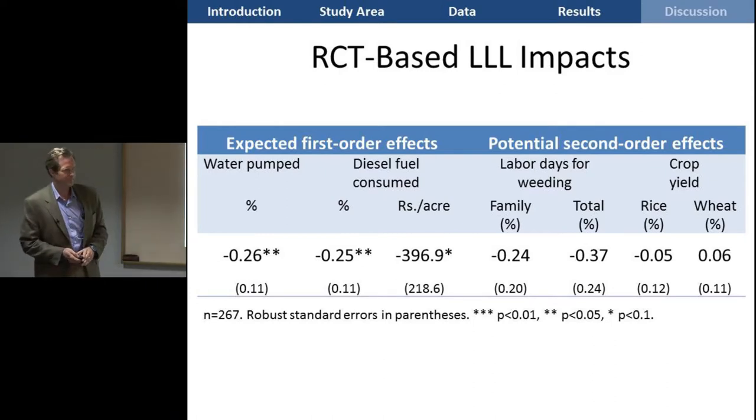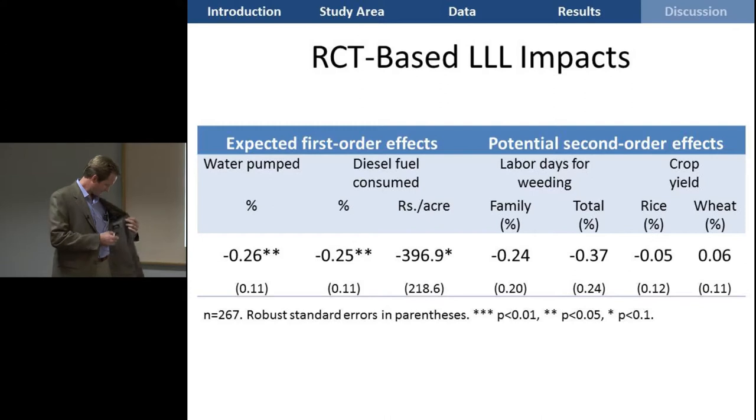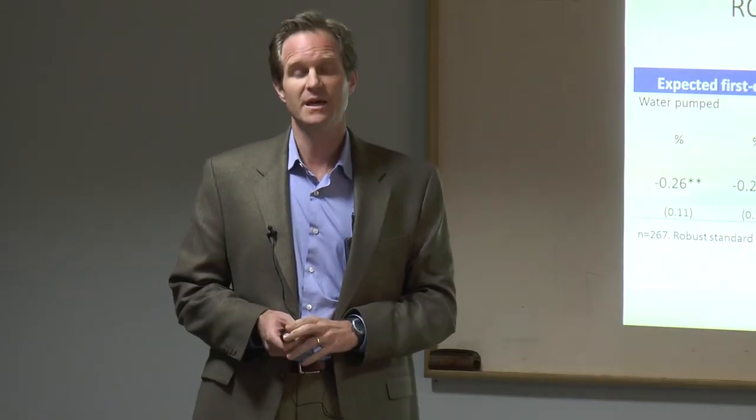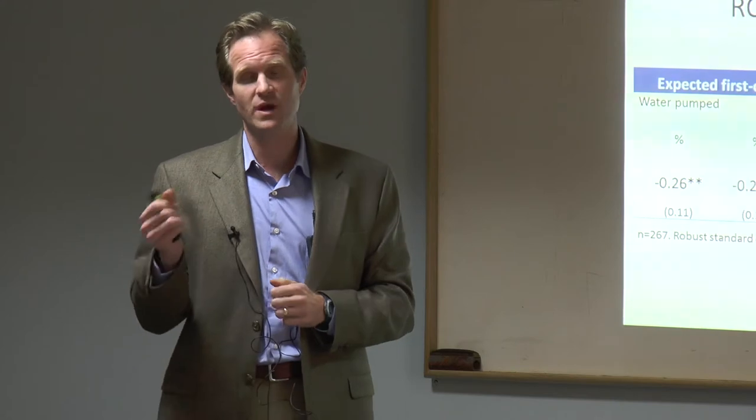Travis, yep. Can you explain, so that's approximately 400 rupees per acre, that's a net reduction? That is just on diesel fuel. That's the value of the diesel fuel reduction. Right? So this is the cost of the diesel fuel. That's the value of this reduction in diesel fuel use. That's what that is. Yes, that's for both seeds, exactly. That's for the rice and the wheat combined.